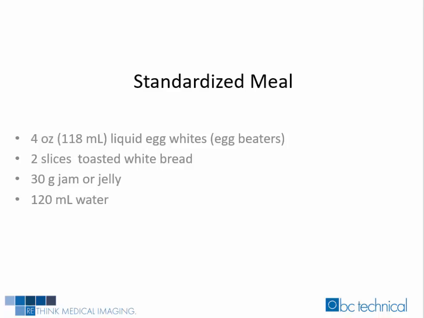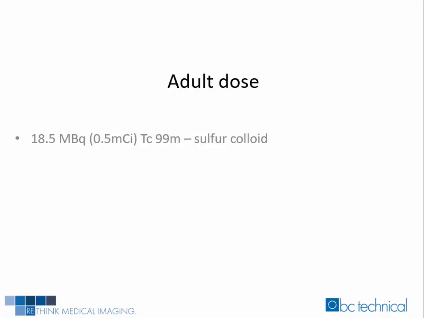The consensus guidelines describe a standard meal that consists of the following: 4 ounces of liquid egg whites or Egg Beaters, 2 slices of toasted white bread, 30 grams of jam or jelly, and 120 milliliters of water. The adult dose is 0.5 millicuries of technetium-99m sulfur colloid.